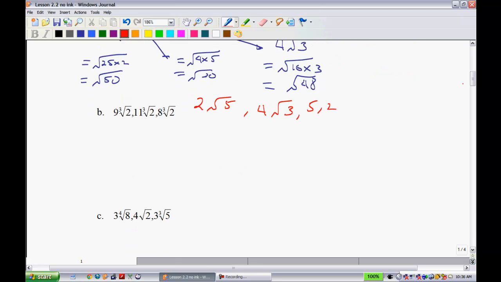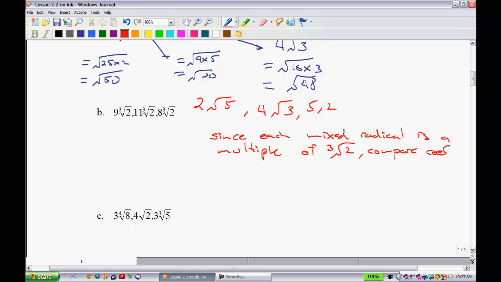Okay. Let's take a look at one with some cube root action. If you look at this carefully, you may have started to do the same thing that I just did, but you can avoid all that work. Since each mixed radical is a multiple of the cube root of 2, all you need to do is compare the coefficients. If I highlight this, we all know that that is the same as that is the same as that. So therefore, the 8 must be the smallest, then the 9, then the 11 being the biggest. So in order, this is 8 cube root of 2, 9 cube root of 2, and 11 cube root of 2. Simple.